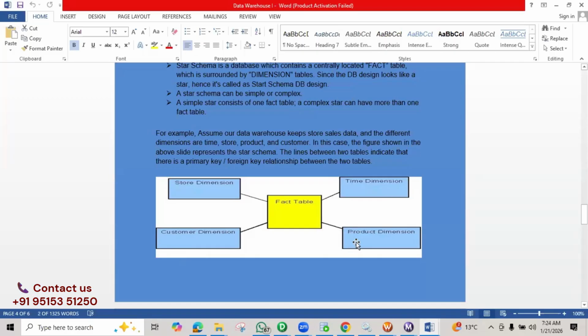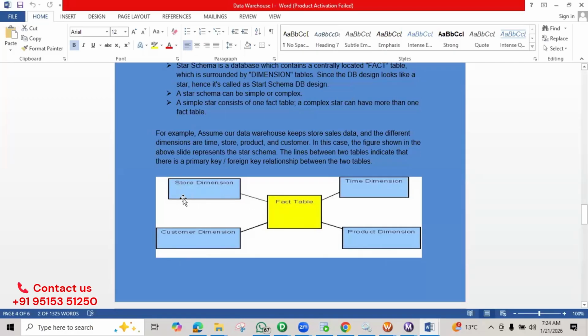And here, in the product dimension, imagine that I have product ID, product name, product location. Imagine that these are the columns. It is mandatory, guys, that in the fact table we will have at least one column that is a common column from this table.